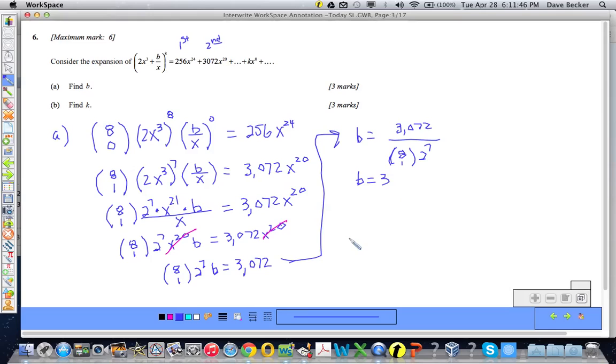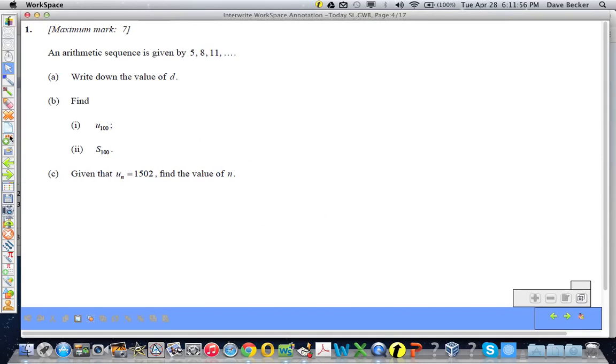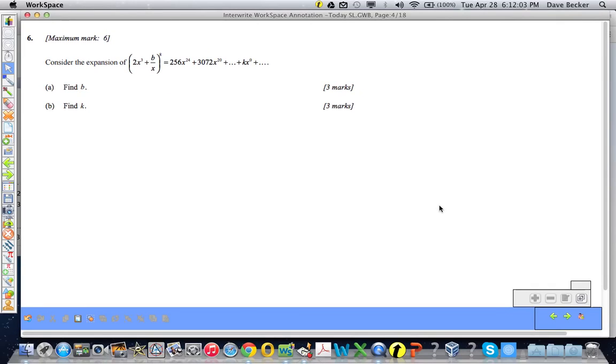Okay, and I am going to copy this and go to a new page because I ran out of room. And all we need for part B is that we found in part A that b is equal to 3. Okay, so now we have to find k, and our clue here is k is the coefficient of x to the 0 power, and anything to the 0 power is equal to 1 except for 0 itself. So another way that they might ask this is to find the constant term.